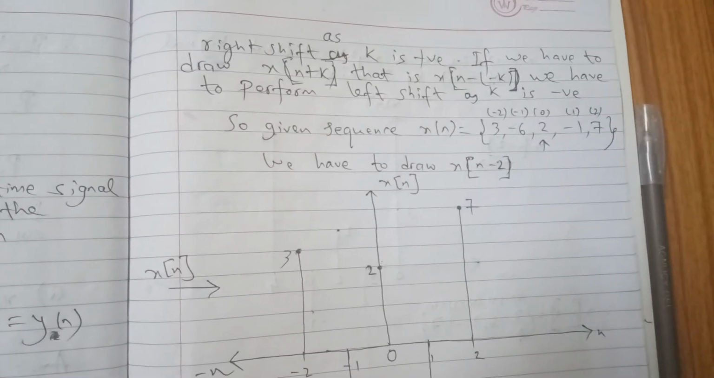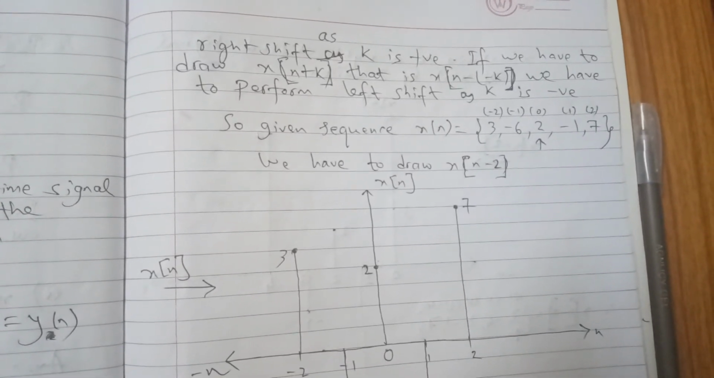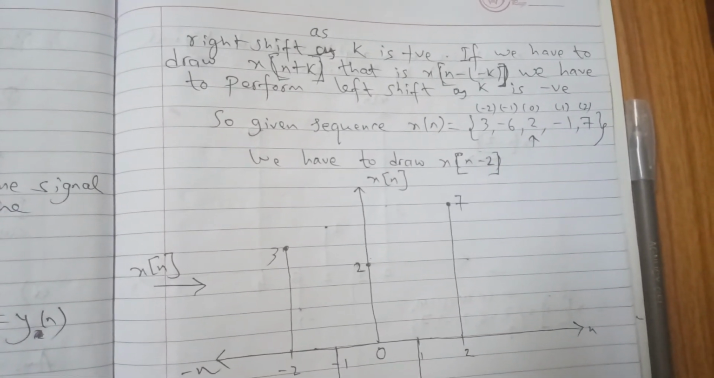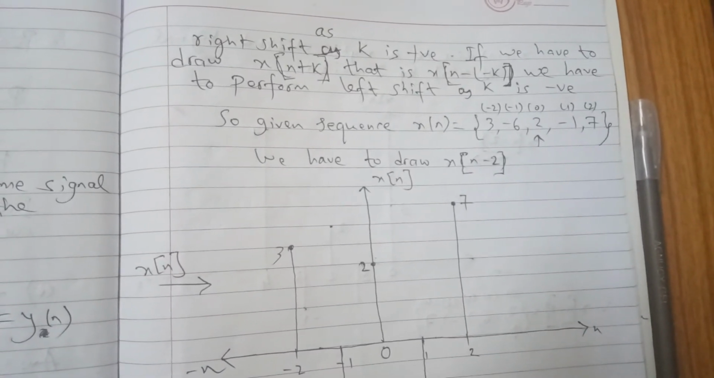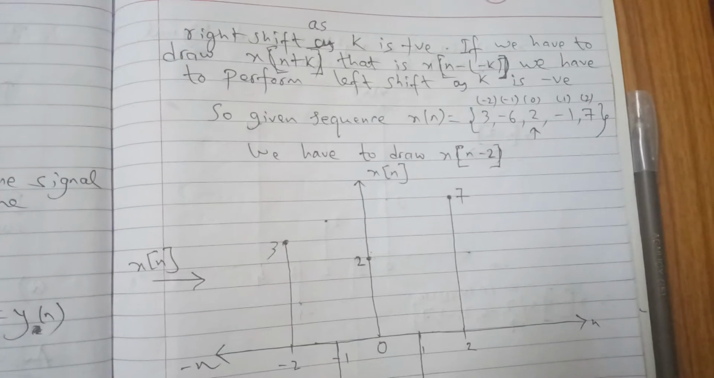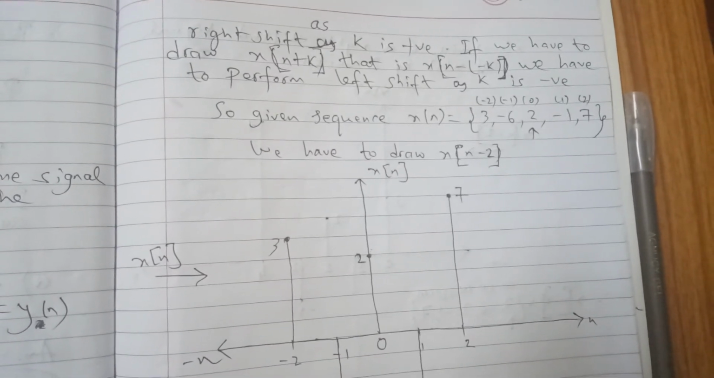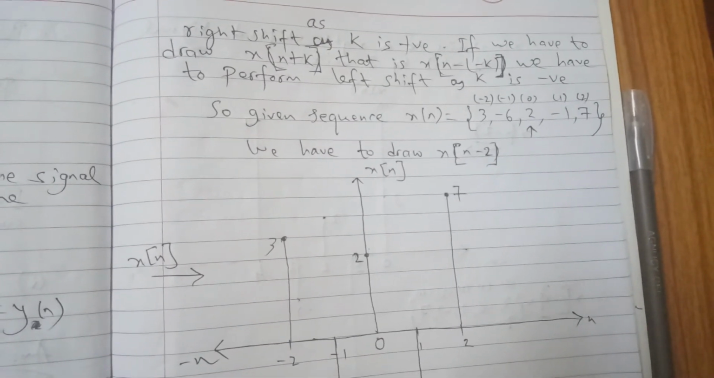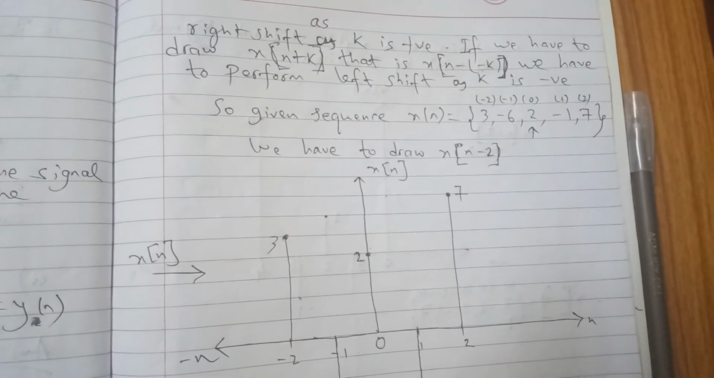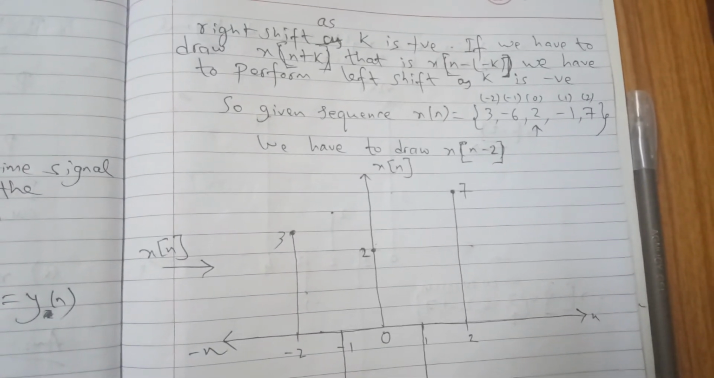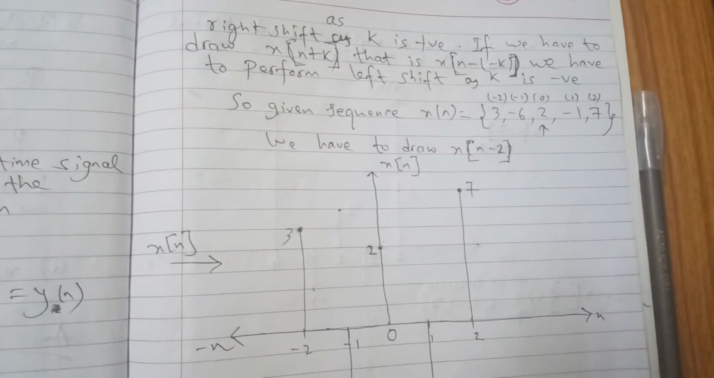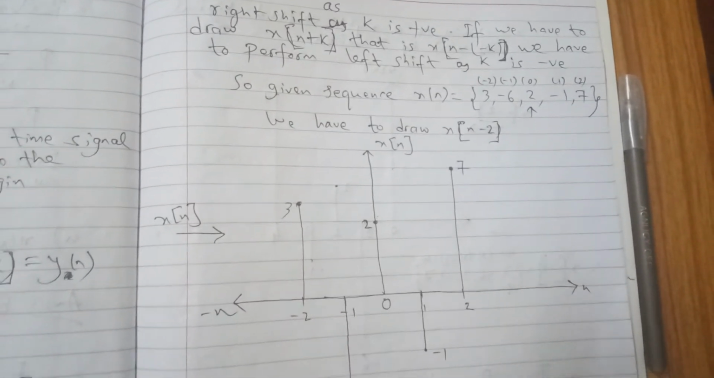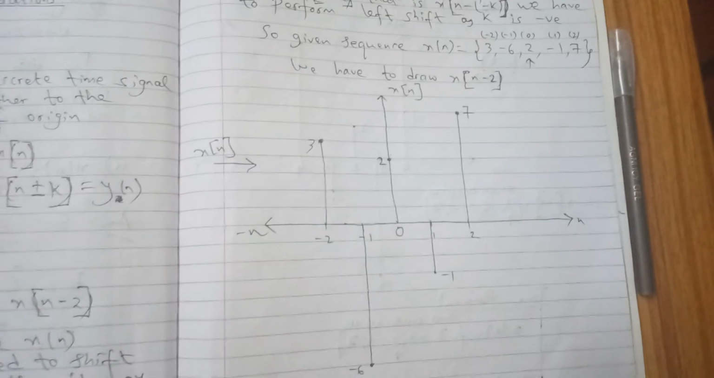Here we are given an initial discrete time sequence x of n equals 3, minus 6, 2, minus 1, 7, and we know the origin position, and we are asked to draw the signal x of n minus 2. So to draw x of n minus 2, we first need to draw the discrete time signal x of n, and here is the diagram of the discrete time signal x of n.